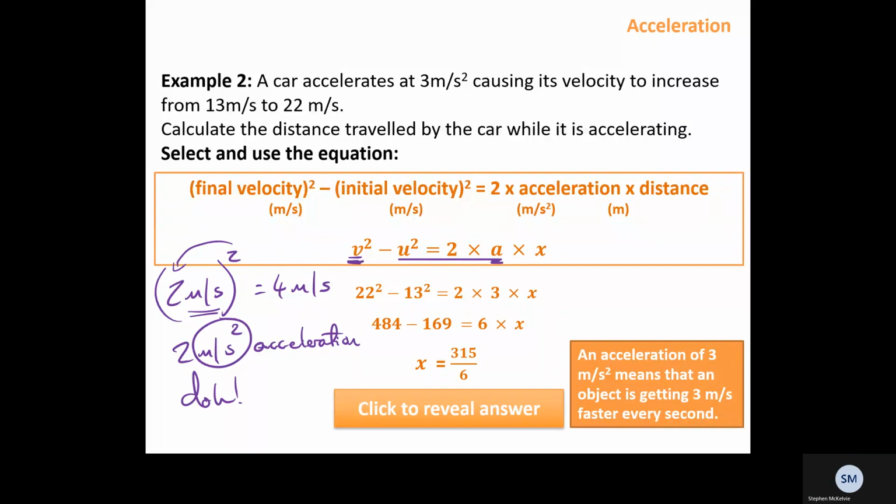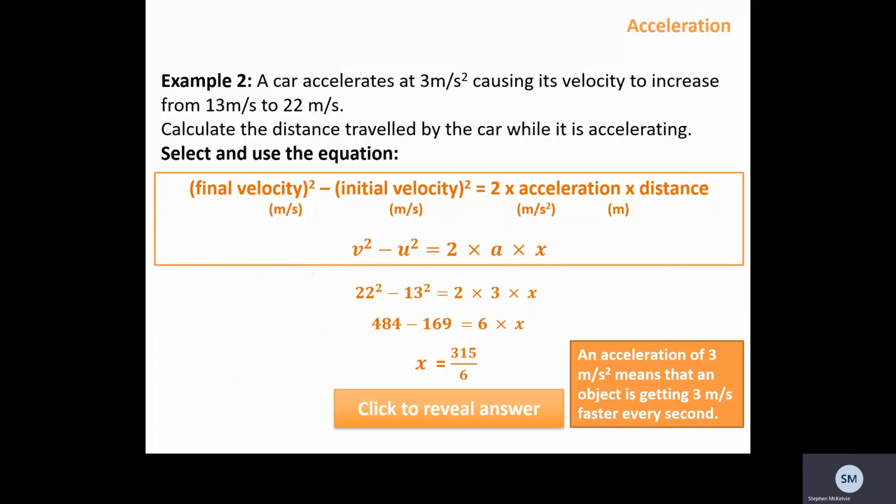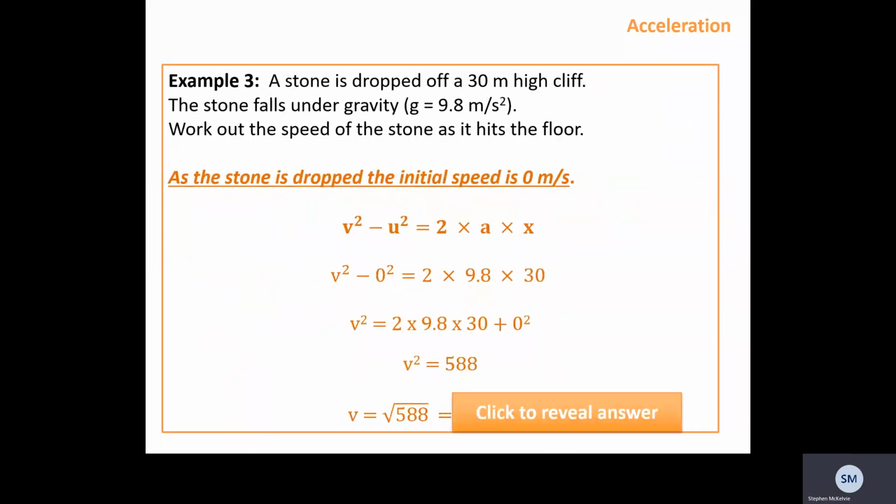Dope. Count the mistakes. The person who counts the most mistakes gets a special prize. Here's your answer. Try it yourself again. You can have a look through that. And there's your answer.